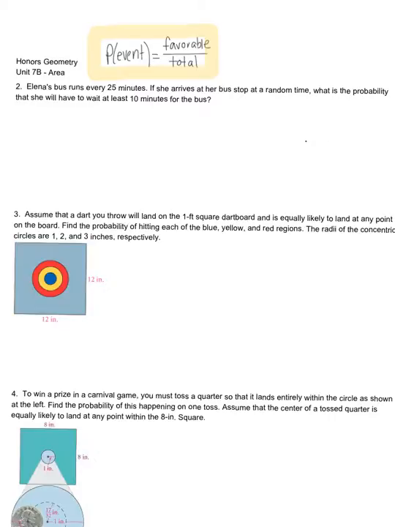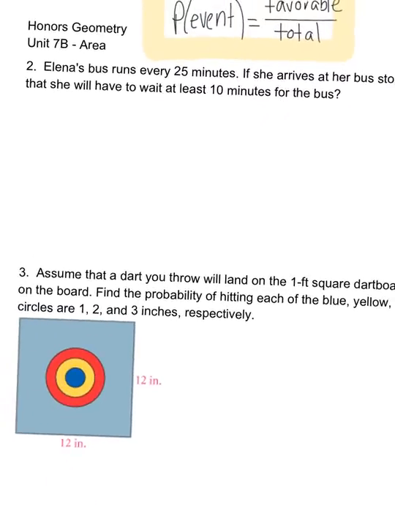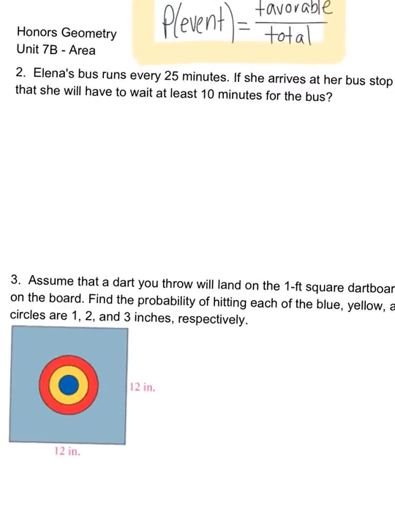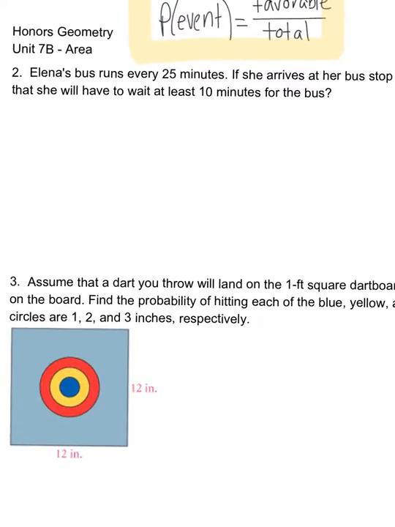I don't think that this one is as easy to get as the previous problem in our notes, because it's a probability model. Although this problem doesn't involve length, we can still model the situation with a number line and with length. I know that Elena's bus runs every 25 minutes, so first I'm going to draw a number line that shows those 5-minute increments up to 25 minutes.